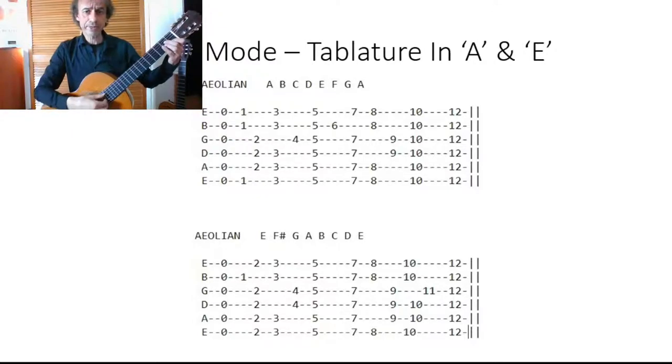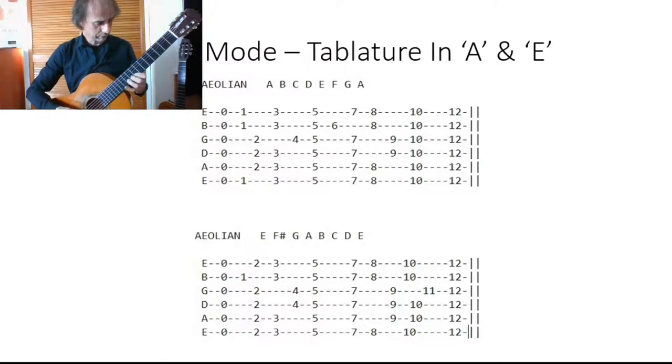On the B string against an A minor chord: 0, 1, 3, 5, 6, 8, 10, 12. On the G string: 0, 2, 4, 5, 7, 9, 10, 12. And if you want to know the names of these, well, you just count up the scale. G, and then you're going back round to A, B, C, D, E, F, G.